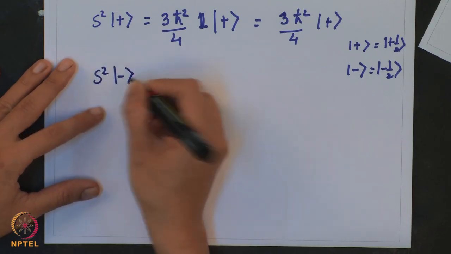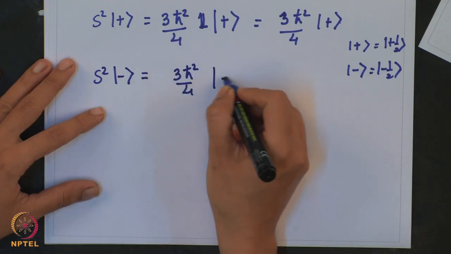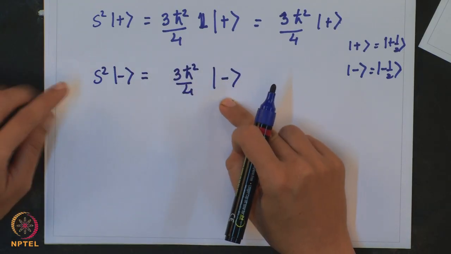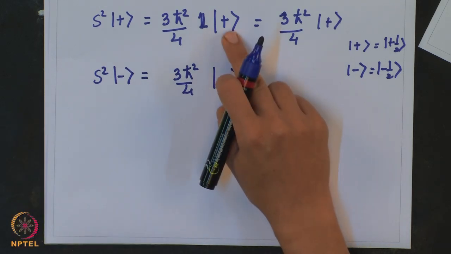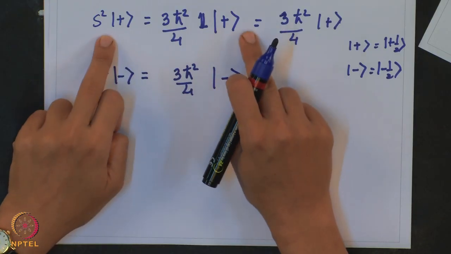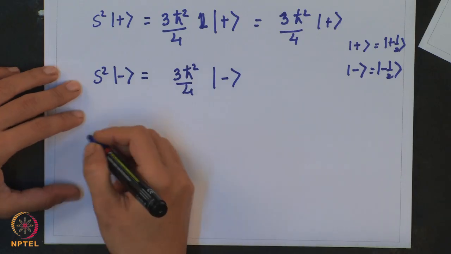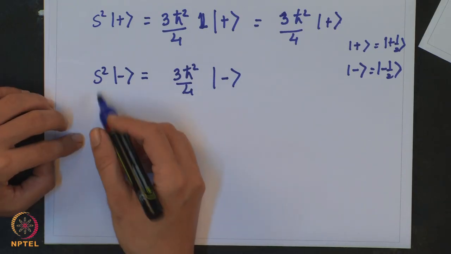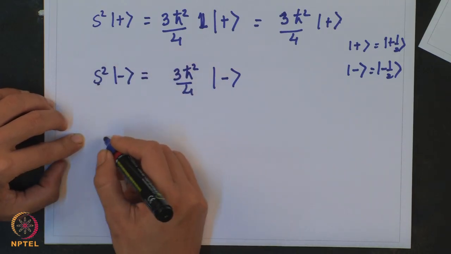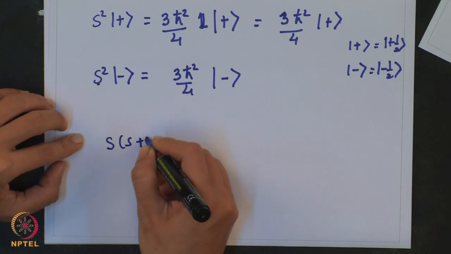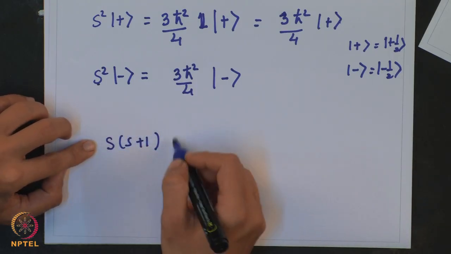S square when operated on minus ket will give you 3ħ square by 4 times minus, which is nothing but the down state. So, it will project out only the down state when you operate on it. You can work out each step if you are not very much convinced with what I have written here. You can also think in another way: S square when operated on these eigenvectors gives me the eigenvalue of the form S into S plus 1.